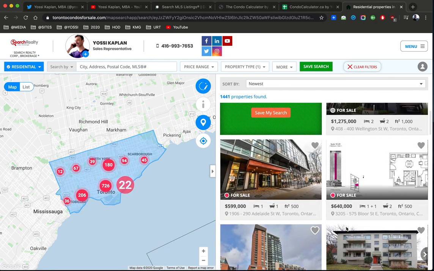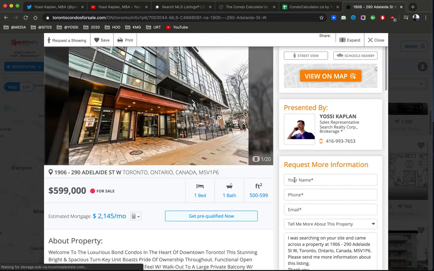Lots and lots, of course. Just take an example, this one here. That's 290 Adelaide Street West, unit 1906. And you can see here the asking price is $599,000. It's for sale. Now on this specific site, if there's a discount on the price, it'll show you right here the reduced price. And it gives you the estimated mortgage, $2,145 a month.